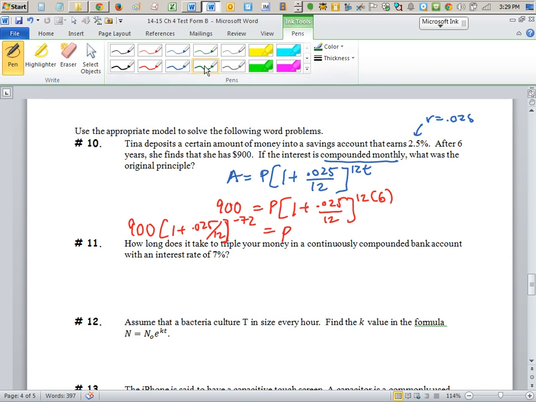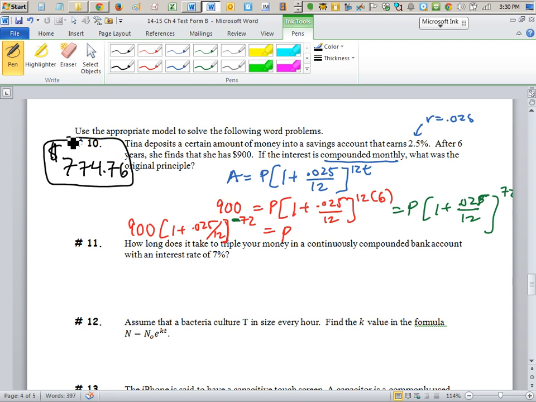Because this right side is P times 1 plus 0.025 over 12 to the 72, and we're trying to bring it over to the other side, so we're just dividing by that thing to the 72. In other words, use a negative exponent on this side. You can simply type that in, and we have 900 times 1 plus 0.025 over 12 raised to the negative 72, and it says $774.76. So $774.76 must be what was deposited 6 years ago.